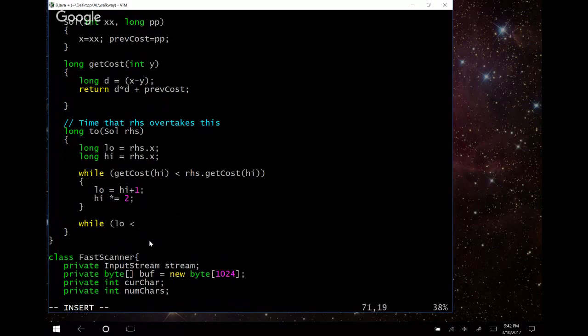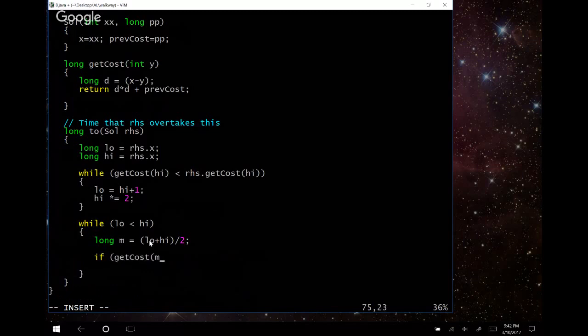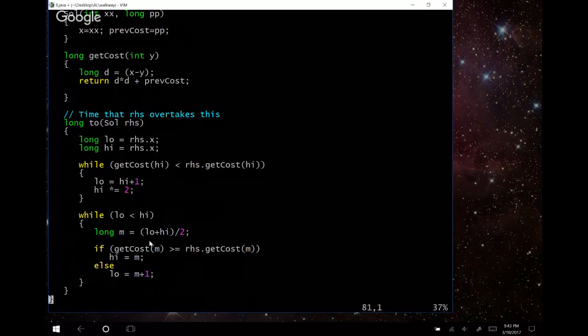So now I'll do your typical stereotypical binary search, from low to high. I just take the midpoint first, so I'll do a long for the midpoint: low plus high divided by 2. And I'll get the two costs. Cost of m equal to right-hand side get cost of m. And that's the upper bound of my binary search. Then I can look at the lower bound of my binary search. This is m plus 1.